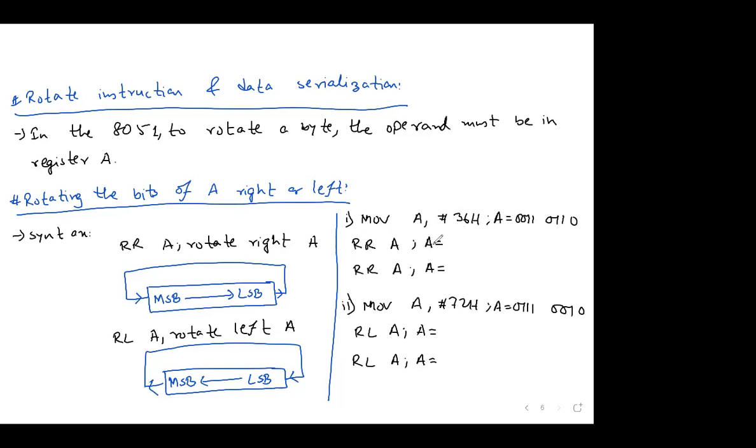So after one rotate right A, what will be there in A? Tell me in the binary format. Sir, MSB will be moved to LSB, sir. Sir, it will be 01101100. MSB will not move to LSB, not like that. Every bit will be shifted exactly to the right by one. So now tell me, what will happen? Sir, 0001. Then? 1011. Yeah, 1011. Okay. Let me ask someone else now.